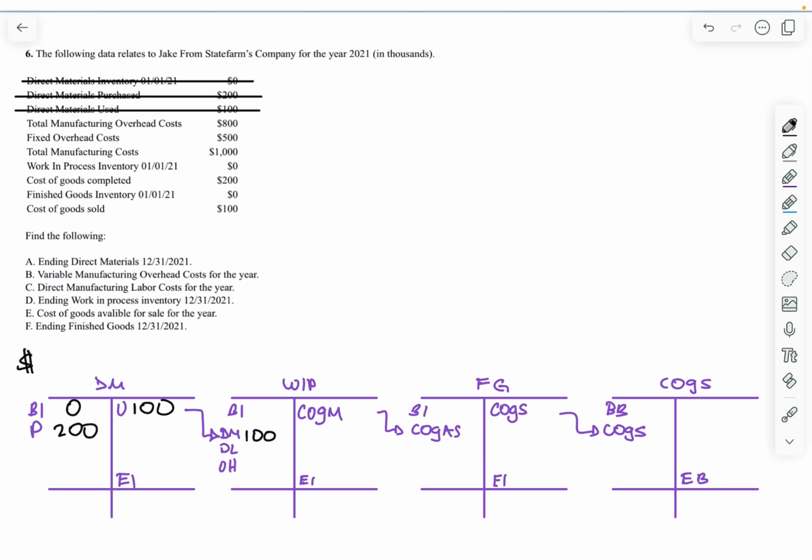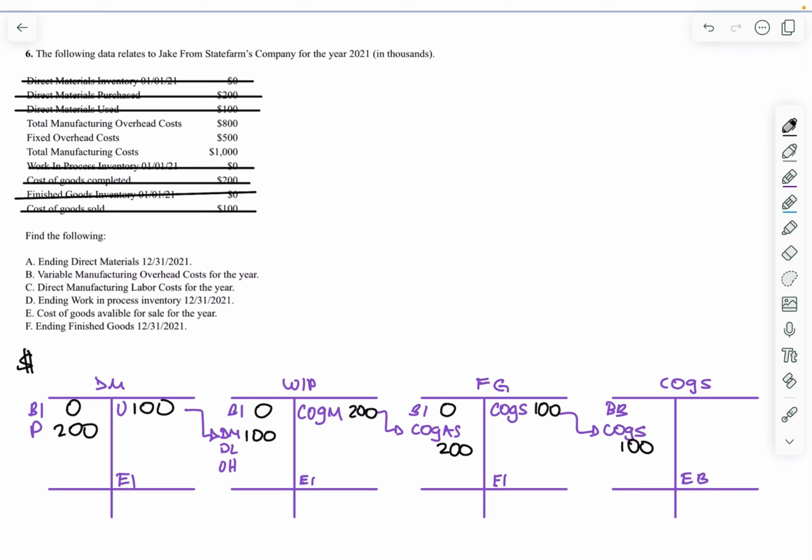I'm just going to plug in things that are straightforward. So work in process inventory in the beginning, because it says January, is $0. Cost of the goods completed, that's $200. Completed is the same thing as made. It's the same thing as manufactured. It's the same thing as produced. That's over here. That means that cost of goods available for sale is $200. Beginning finished goods inventory is $0. So they have $0 worth of finished goods. And then cost of goods sold is $100.